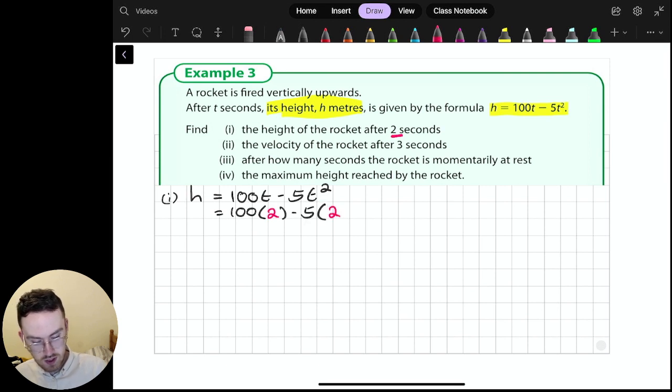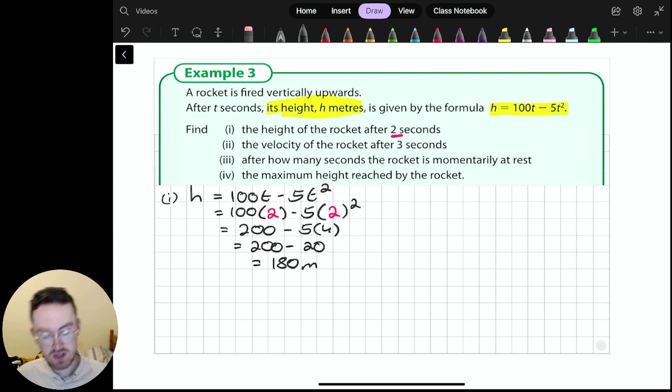Becomes 2 squared here. And then we just follow that through. So 200 minus 5 by 4, 200 minus 20 becomes 180, and our height is in meters. So 180 meters. So when t is equal to 2, the rocket is at 180 meters high.